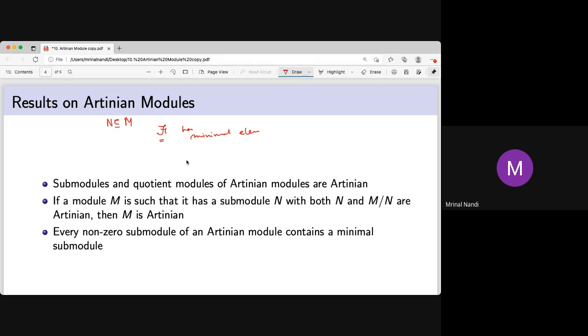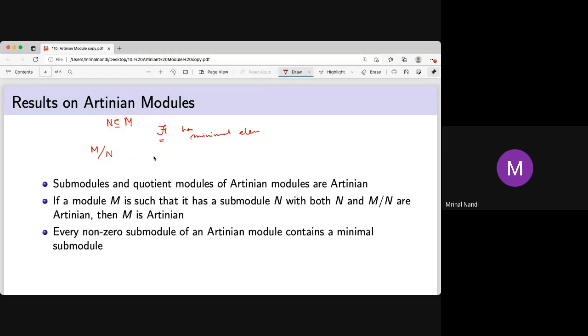And what about the quotient? Why is the quotient also Artinian? Say any descending chain. The proof uses the minimum condition. Using this condition, we prove that any quotient module of an Artinian module is Artinian. So consider a descending chain of submodules of M mod N.